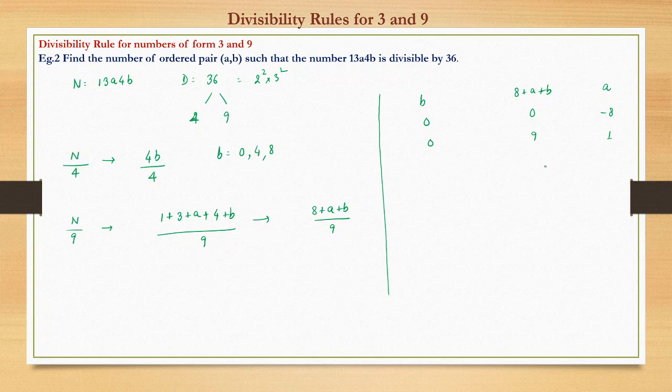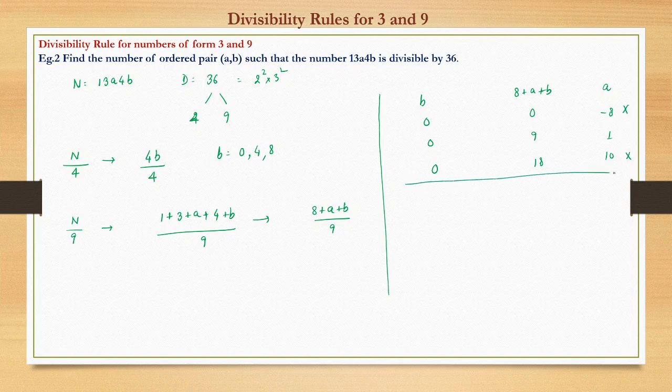Now we check another, that is 18, and B is 0. So here A becomes 10. A digit cannot be a two-digit number. In a base system of 10, it has to be from 0 to 9. So this is not feasible, and further numbers still will not be feasible.